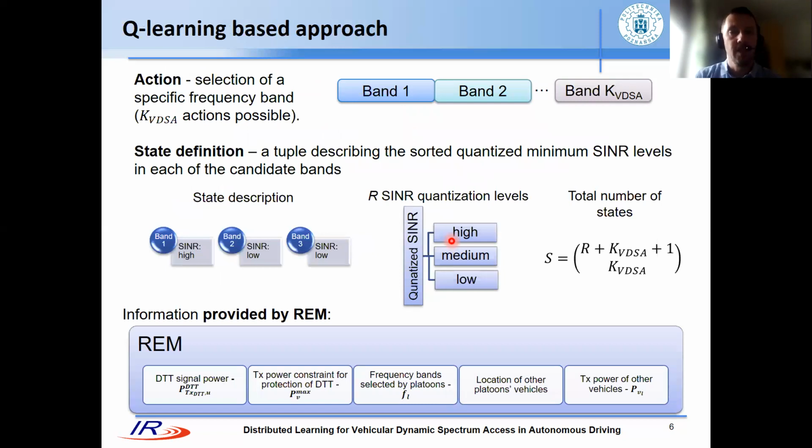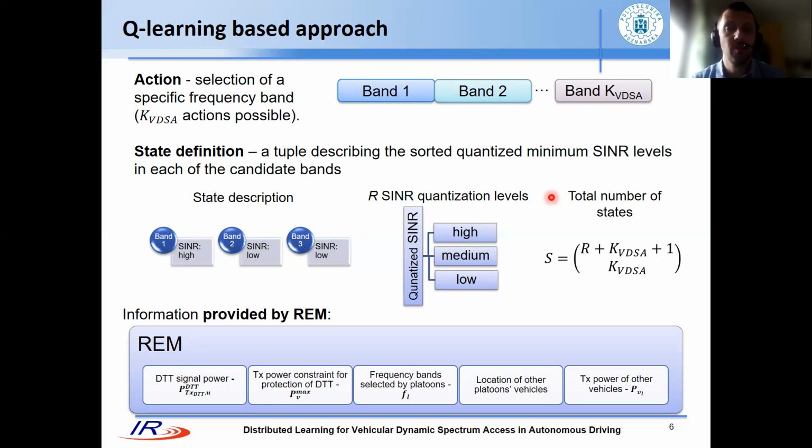And in order to achieve that, apart from the conventional approach, we also consider the Q-learning based approach. So we use the machine learning, Q-learning, where of course we have some agent that responds to certain system state and selects certain actions. So in our case, action is simply a selection of a specific frequency band. We have K_VDSA bands available, so we have K_VDSA actions possible for each platoon. And then each platoon determines its state based on the estimated minimum SINR levels for different of the candidate bands, right?